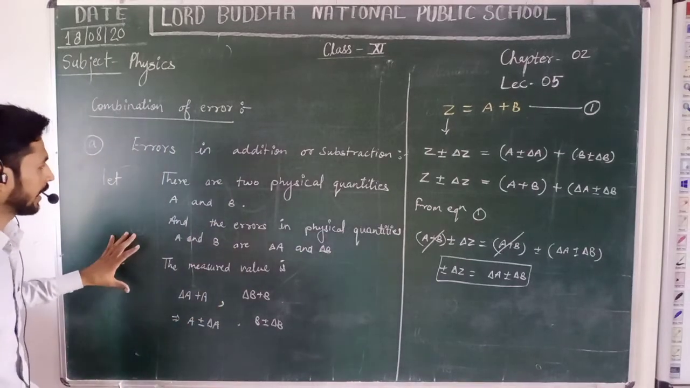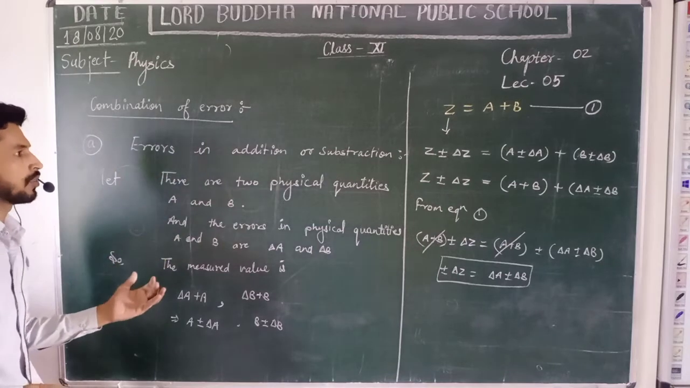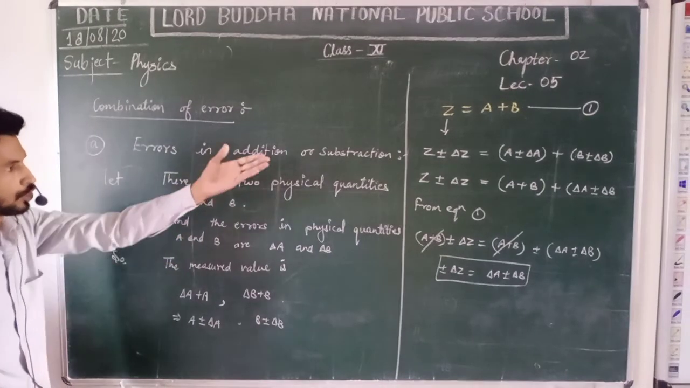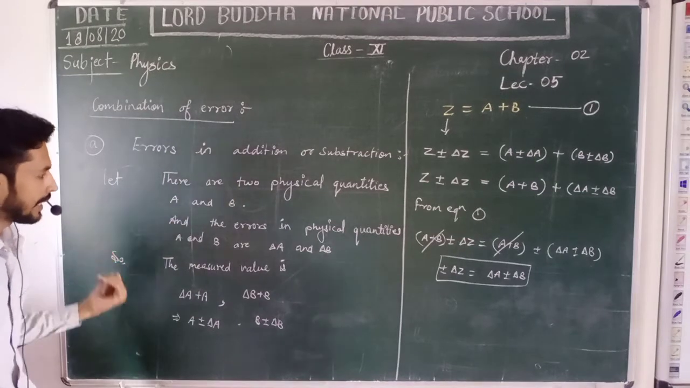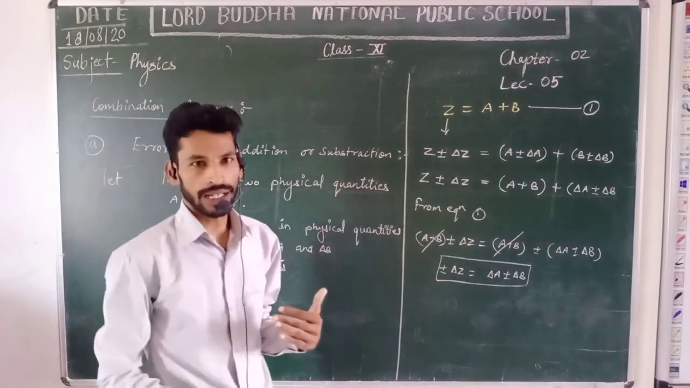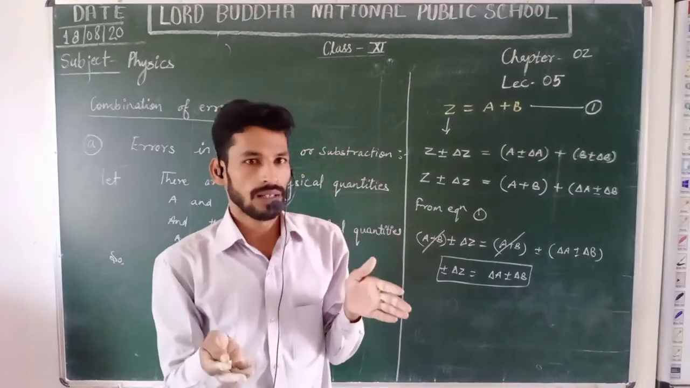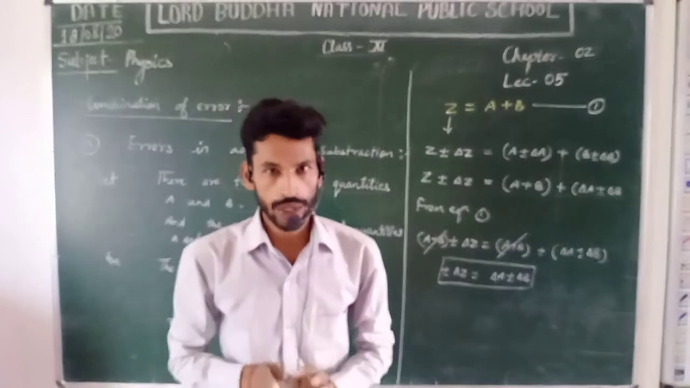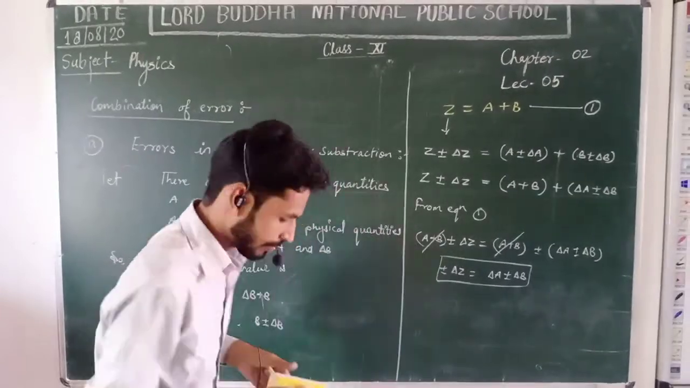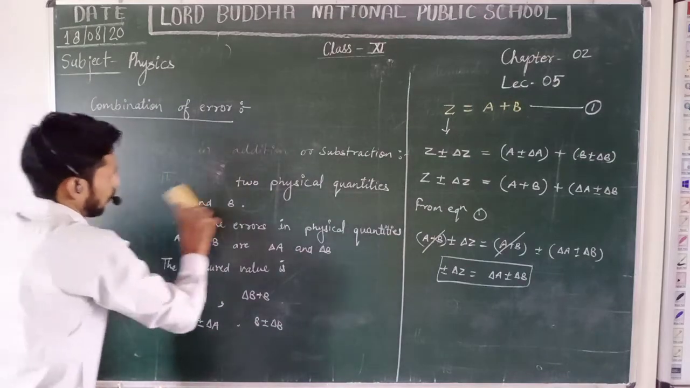So when we add or subtract physical quantities like Z equals A plus B by the mathematical operation, the errors produced in one physical quantity and the other physical quantity, the total error will be included in the final result. Okay, next one is multiplication or quotient.